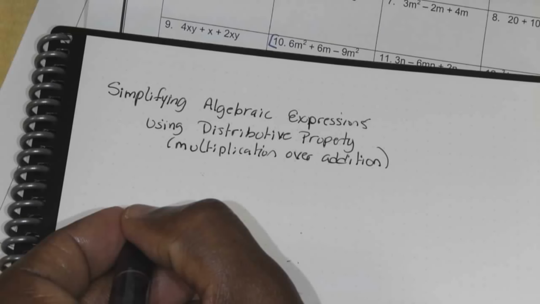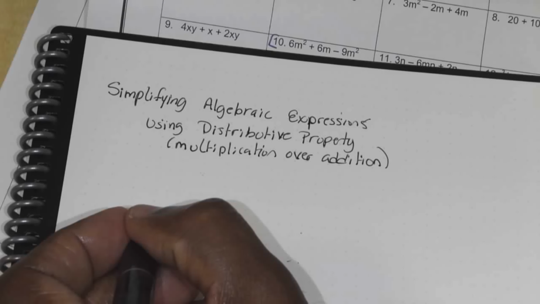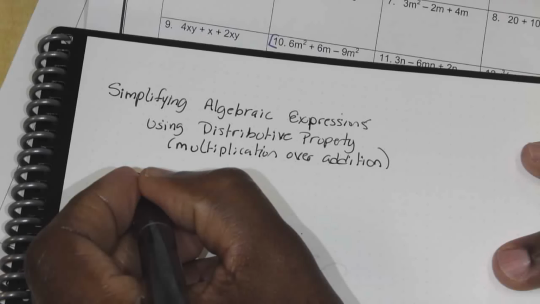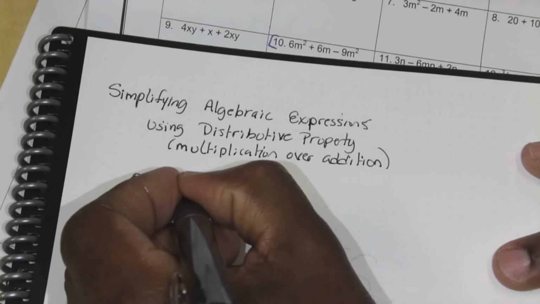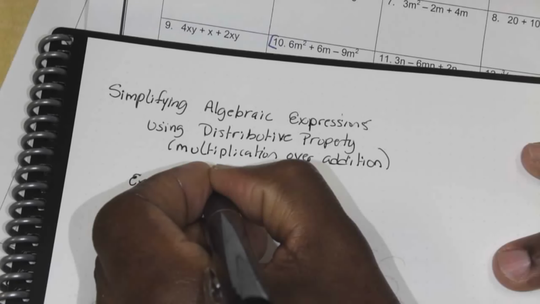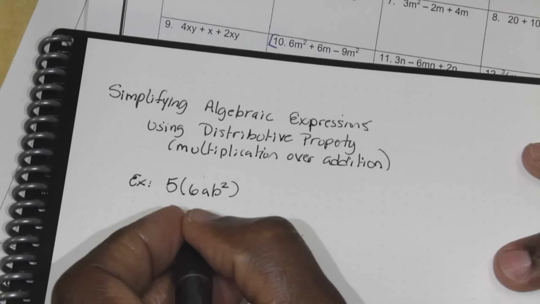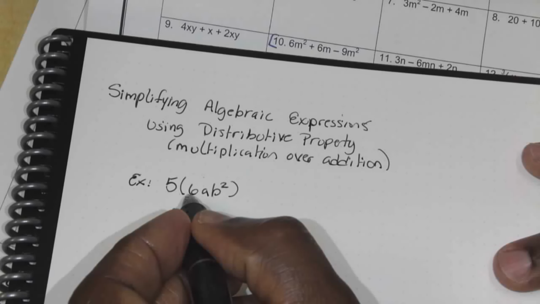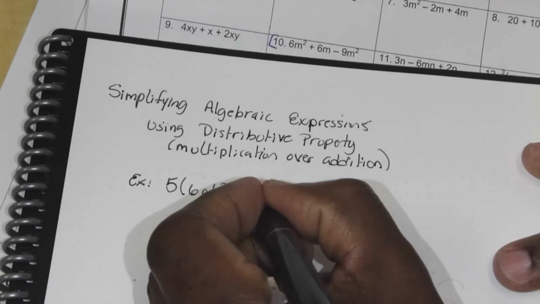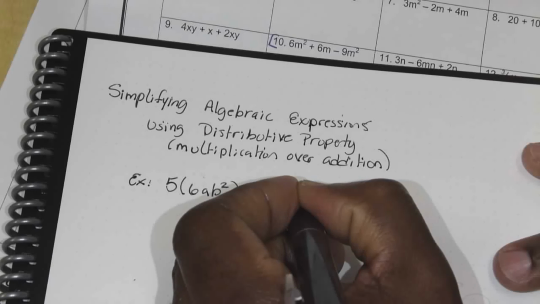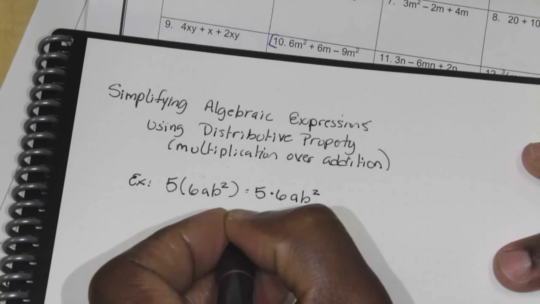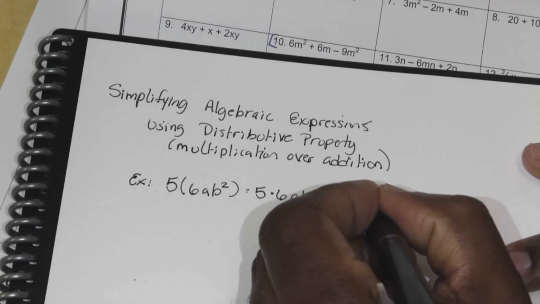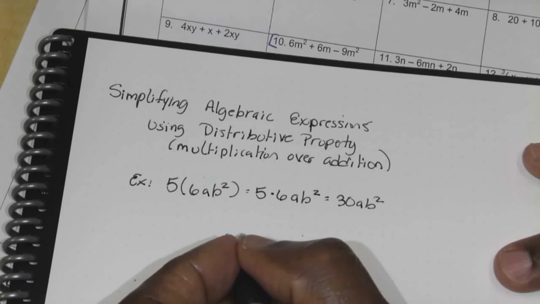Come on up. All right, multiplication over addition. Here we go. I need you to first understand that, without doing over addition, 5 times 6ab squared, the only thing you do is multiply the coefficient, the number with the number. That's all you can do. So it is 5 times 6, and the ab squared is going to be there regardless. What's 5 times 6? 30. So we get 30ab squared. All right, that's how we start off doing the distributive property.